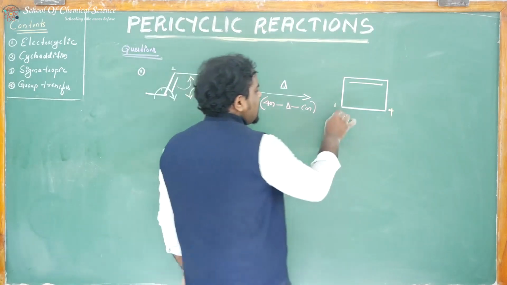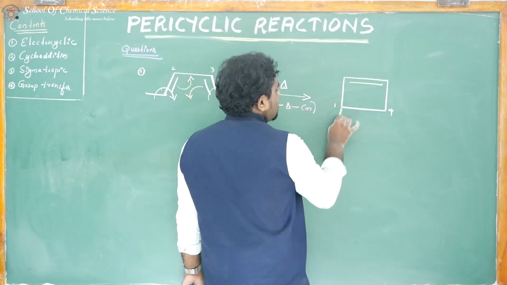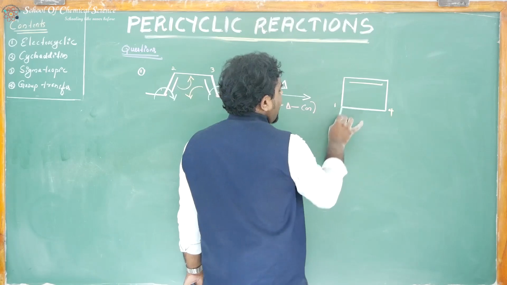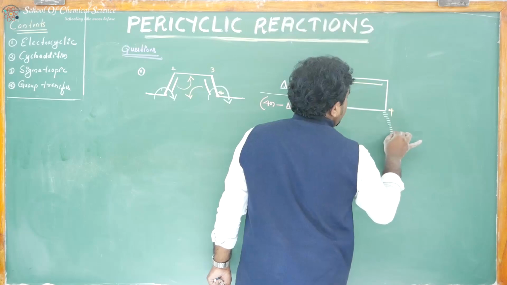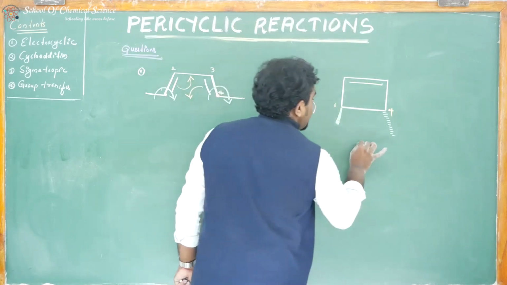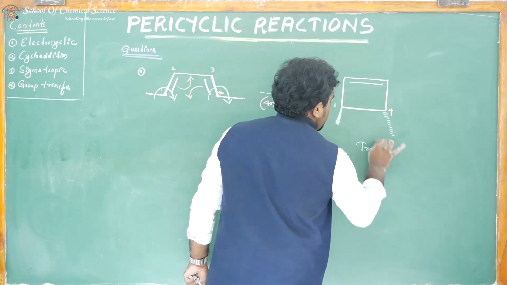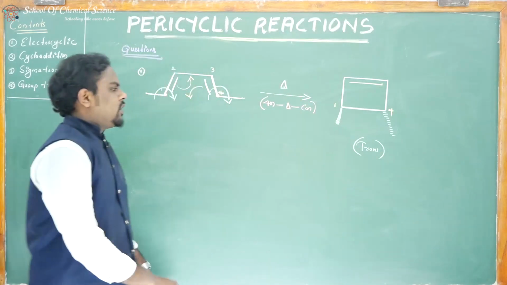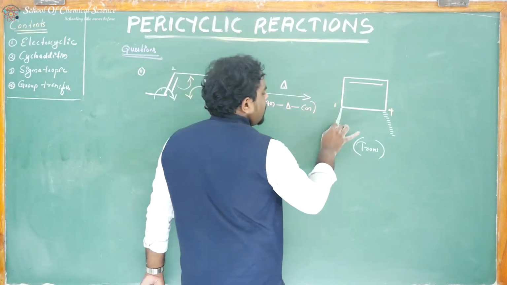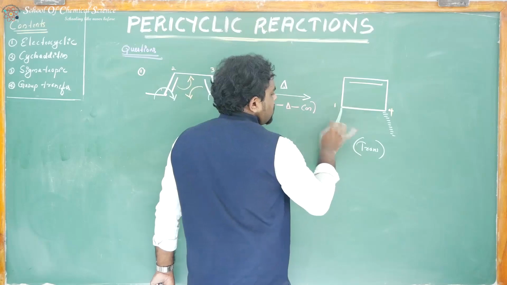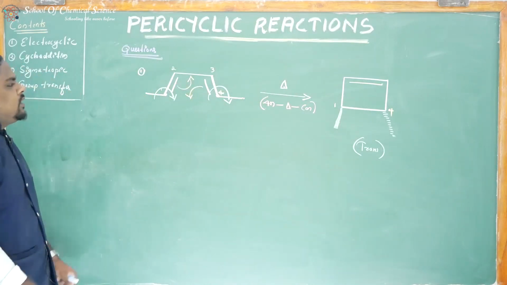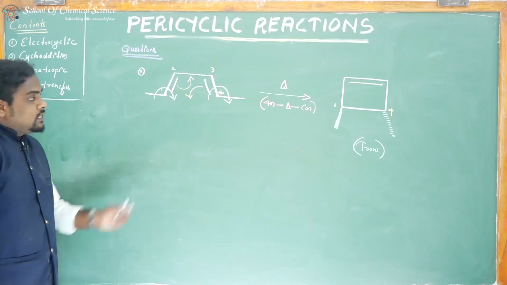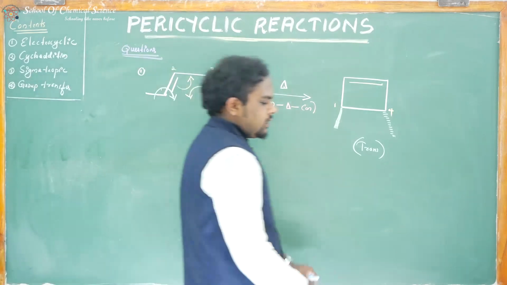So one CH3 is above the plane, solid line, and the other CH3 is below the plane. Both are trans to each other. One methyl group is above the plane by solid wedge and the other is below the plane by dash. So that is the stereochemistry of that reaction.